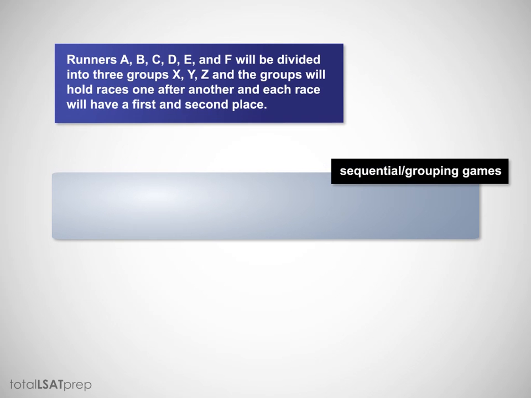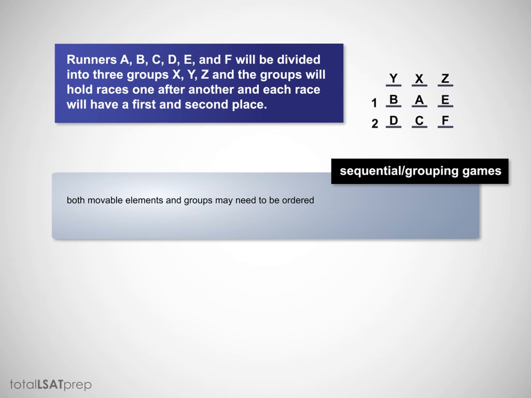Okay, in this game it says that runners A, B, C, D, E, and F will be divided into 3 groups X, Y, and Z, and the groups will hold races one after another, and each race will have a first and second place. So once again, it's 3 groups, but a first and second place within the groups. So that lets us know that both the movable elements and the groups may need to be ordered, and you sometimes get that. So an example could be where you have group Y racing first, with B before D, then group X, then group Z.